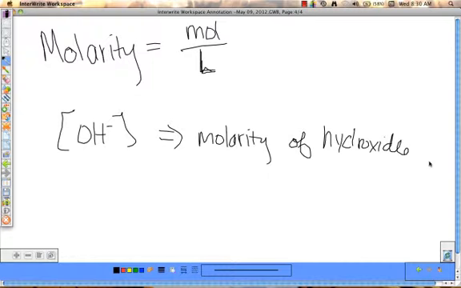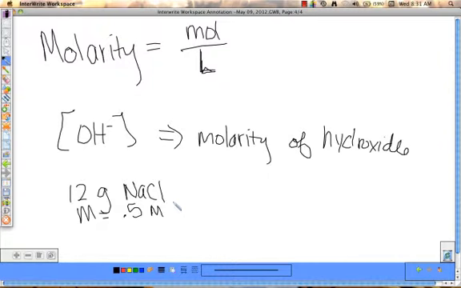Do you want to go over any problems about calculating molarity? Let's say, how many grams of salt do we have? 12. And what's its mole concentration? 0.5. Oops, not grams. So we have a 0.5 molar solution, and we know that we dissolved 12 grams of sodium chloride in that solution.